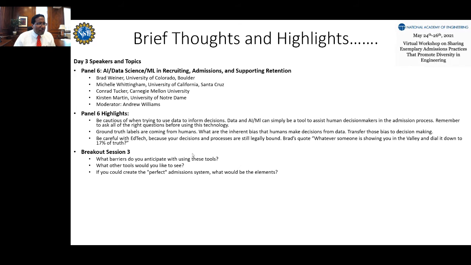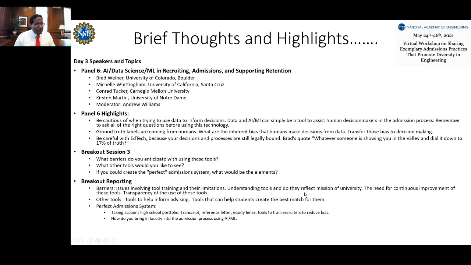And then we had our final breakout session of this series of workshop panels. What are the barriers you anticipate with using these tools? What other tools would you like to see? If you could create a perfect admissions system, what would be the elements of that? You just heard from both Bob and Amy, who presented out. I took some quick notes before going right to this session. The barriers involve tool training and their limitations, understanding the tools, and whether they reflect the mission of the university, the need for continuous improvement in these tools, and of course, transparency of the use of these tools in our admissions process. Other tools: could we use other tools to help inform advising, to do better advising?